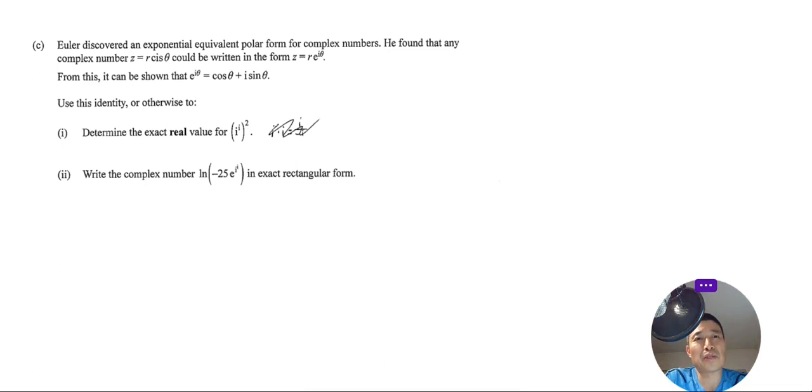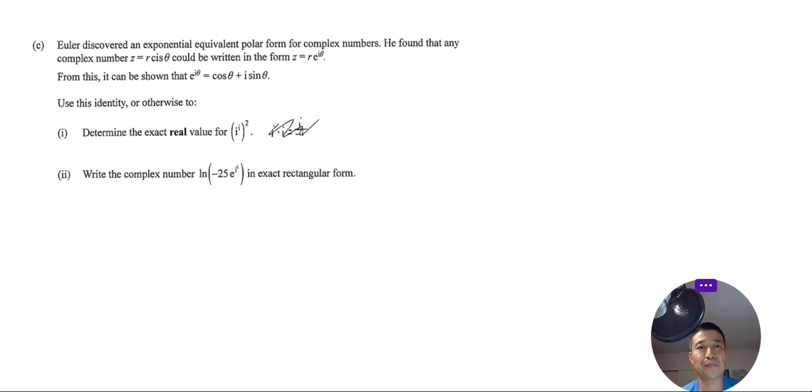Euler discovered an exponential equivalent polar form for complex numbers. He found that any complex number z equals r cis theta could be written in the form z equals r e to the power of i theta. From this, it can be shown that e to the power of i theta equals cosine theta plus i sine theta. Use this identity or otherwise to, number one, determine the exact real value for i to the power of i squared.